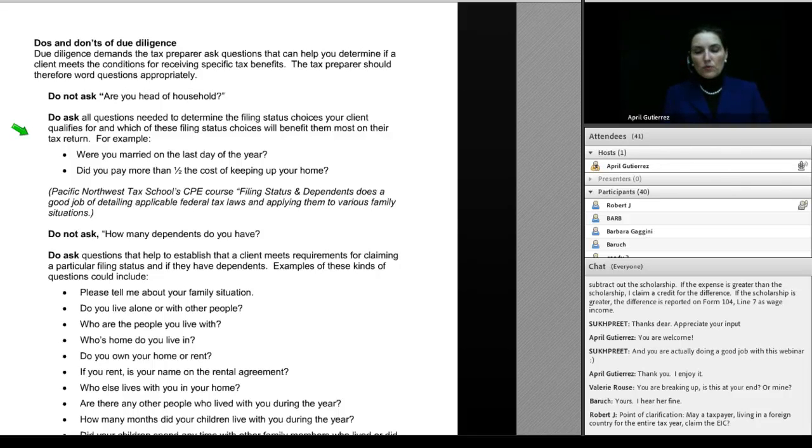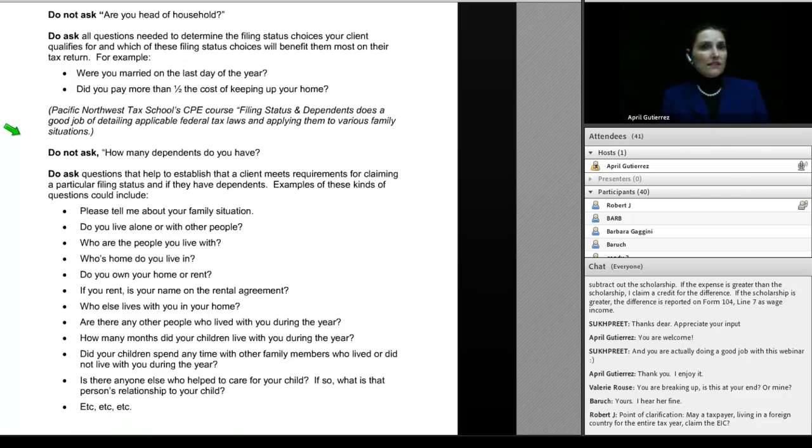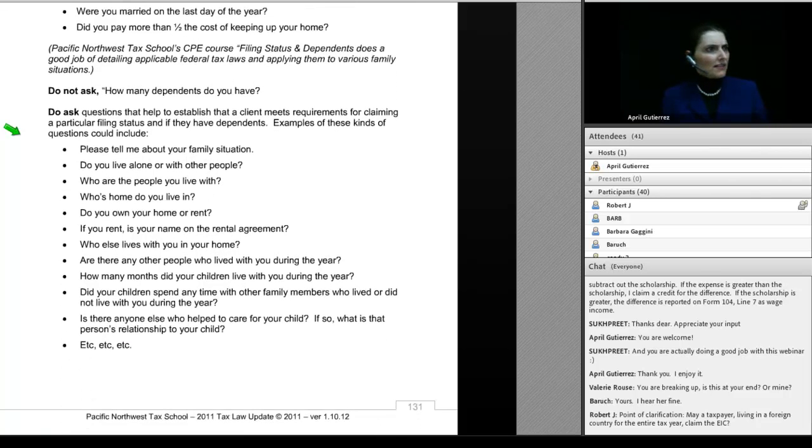For example, were you married on the last day of the year? Did you pay more than 1/2 of the cost of keeping up your home? Those are two questions that are mandatory if you're going to establish that a person qualifies for head of household. If you don't ask those questions, you're already negligent. And people change their filing status year to year. Have you noticed?